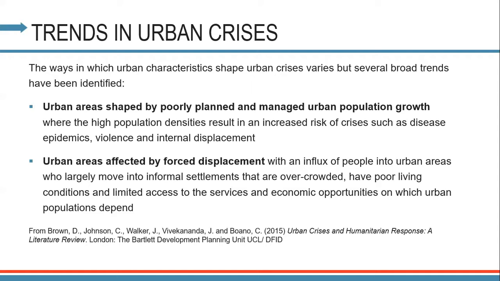The second type is urban areas affected by forced displacement. Sudden influxes of people into an urban area, perhaps fleeing a crisis elsewhere, can create an urban emergency. A large proportion of these people are likely to move into informal settlements, which are likely to already be overcrowded and have limited access to services and few income-generating opportunities. This overcrowding and lack of access to basic needs can create an urban crisis in itself.